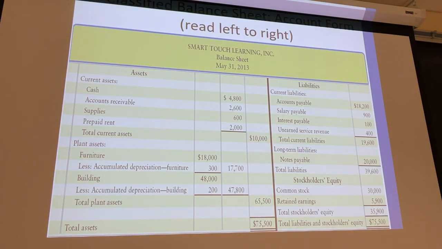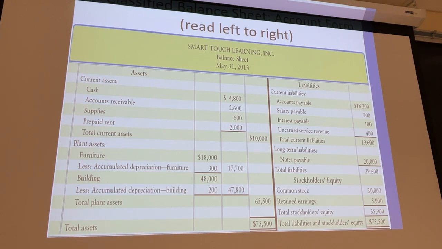There are a couple of different formats that can be used for the balance sheet. Here, this format for the balance sheet is called the account form. When we say that it's the account form, it means that the assets are listed on the left and the liabilities and the stockholders' equity are shown on the right side of it.